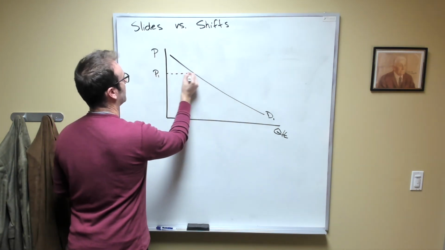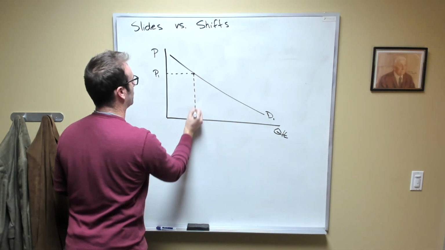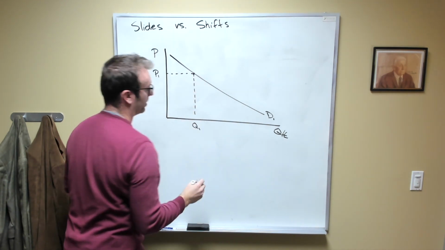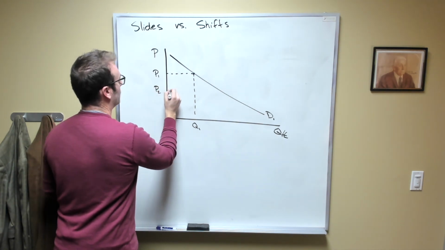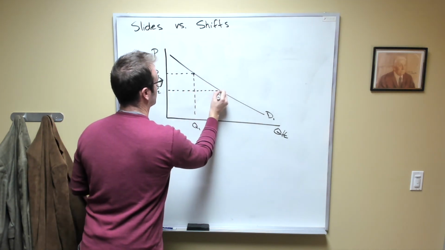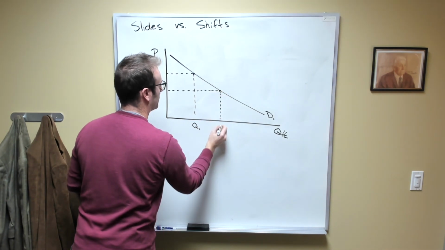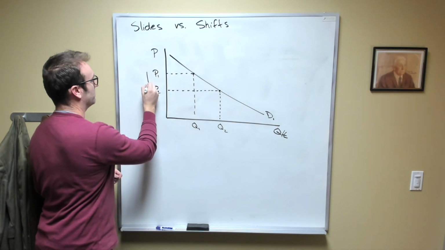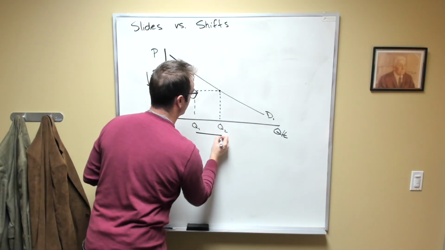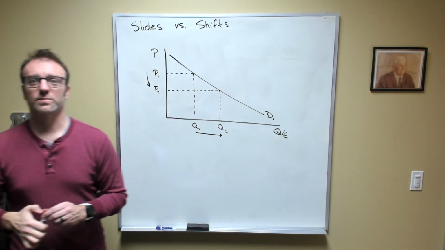So let's say we had some hypothetical price P1 and some hypothetical quantity Q1. If the price were to lower, we would predict, based on the first law of demand, that this person would want to purchase more. So in other words, as the price goes down, the quantity demanded will increase.